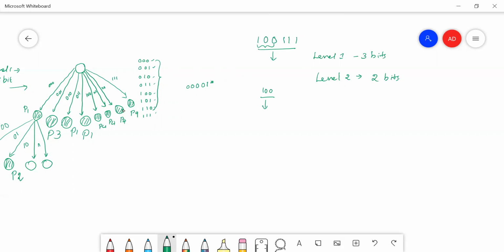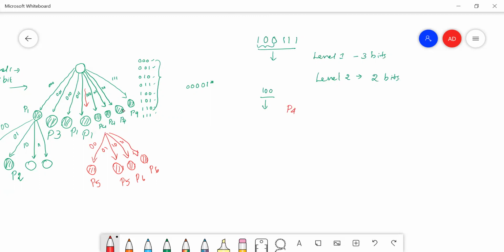So 100 is taking us to this path. Okay, it will take us to P4. And next is the next 2 bits. So from P4, you again have a combination of 4 possible opportunities with 0, 0, 0, 1, 1, 0, 1, 1, and they are leading to P5. This is again leading to P5, and this again leading to P6, and this again leading to P6. Okay. So this is the combination.